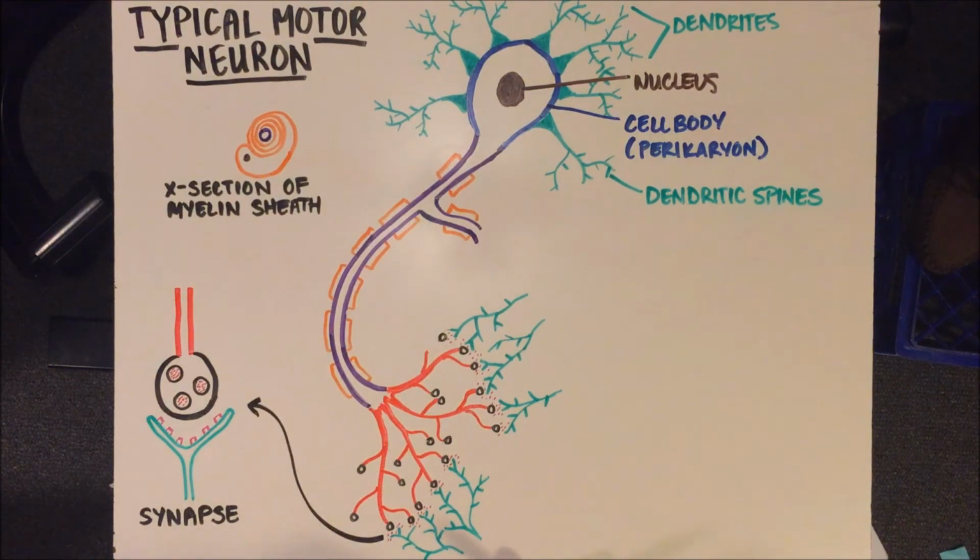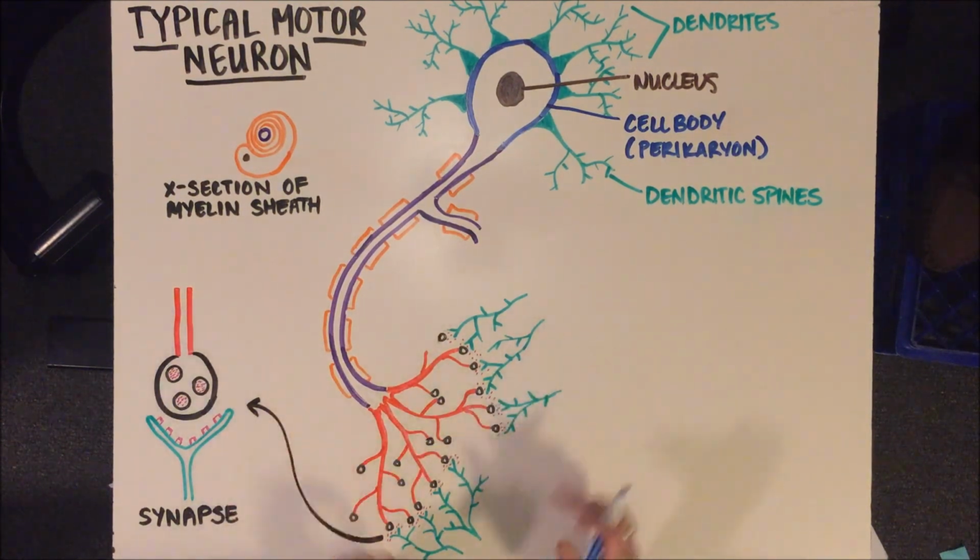Okay, so for this video, we're going to go over the anatomy of a typical motor neuron. This is kind of the structure of a neuron that you'd think of when you think of the word neuron. It's pretty much what you're always going to go over in a typical anatomy class. It's kind of like the intro to neuron anatomy. So this is what we're going to stick with.